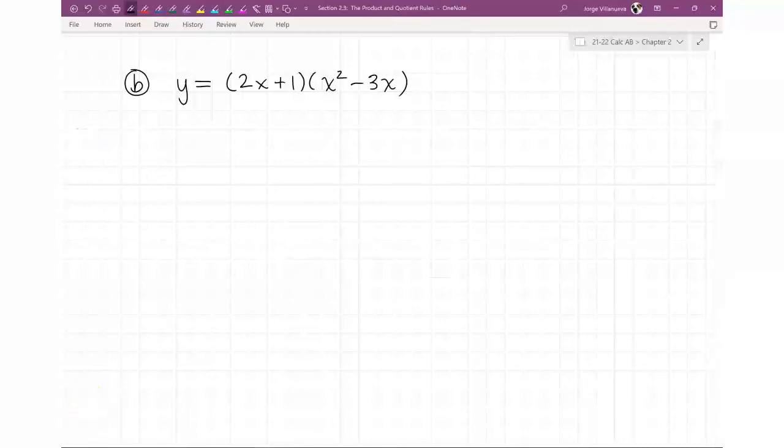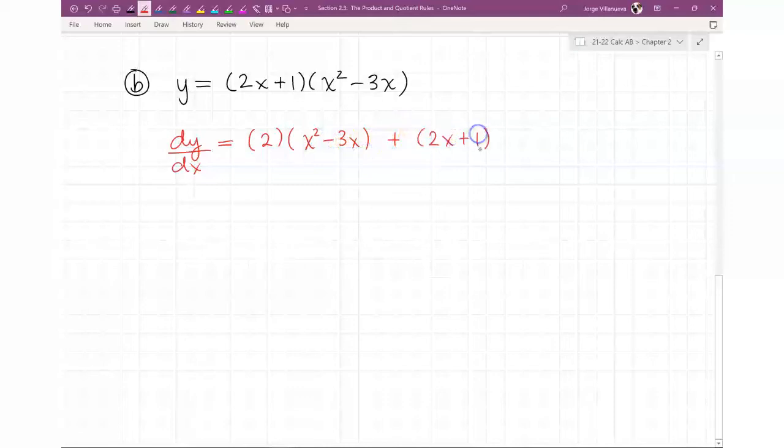Alright, so if you guys have tried it and you finished, then good. If you have not, keep going. I'm going to attempt this using the product rule, like I said. So according to the product rule, dy dx is going to be the derivative of 2x plus 1, which is 2, times x squared minus 3x, plus, now rewrite the first function, so that's 2x plus 1, times the derivative of x squared minus 3x, which is 2x minus 3.